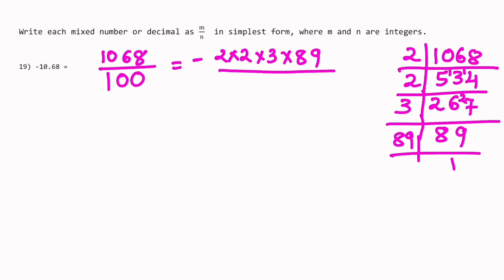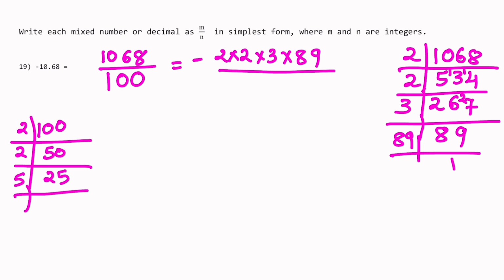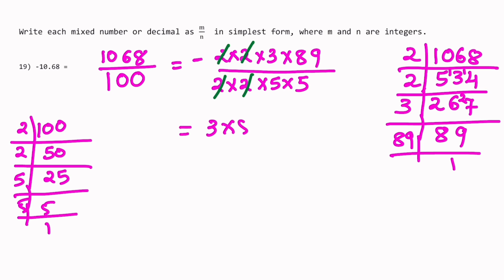100, do you need to do that or you know it? Let's do it just to make sure we are doing it right. 250, half of 100, right? Half of 50 is 25 and this is, of course, 5 times 5, right? So this is 2 times 2 times 5 times 5. What's the next step? 2 out. This 2 out. Do I have anything else to cancel? No. So this is 3 times 89 over 5 times 5.